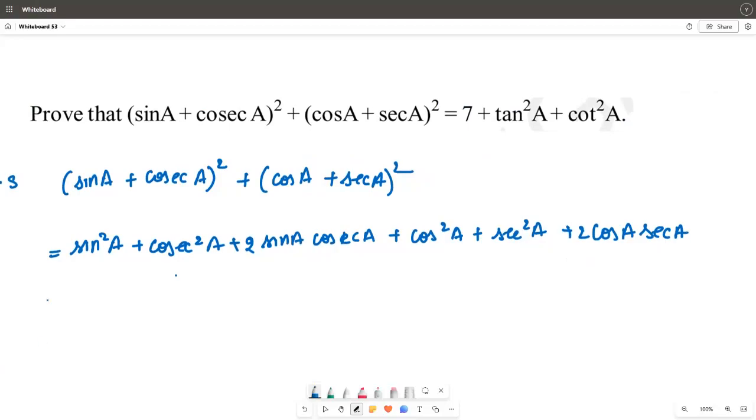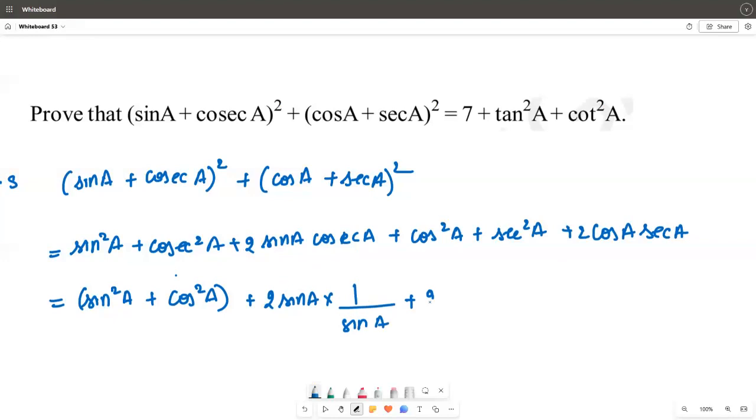So let's group the terms. Let's group sin square A and cos square A, because we know that the sum of both is equal to 1. Let's keep them aside. And we know that cosecant A is the reciprocal of sin A, so let's replace it with 1 by sin A. We also know that secant A is the reciprocal of cos A, so let's replace secant A with 1 by cos A. And let's write both of the other terms here, which is cosec square A plus sec square A.